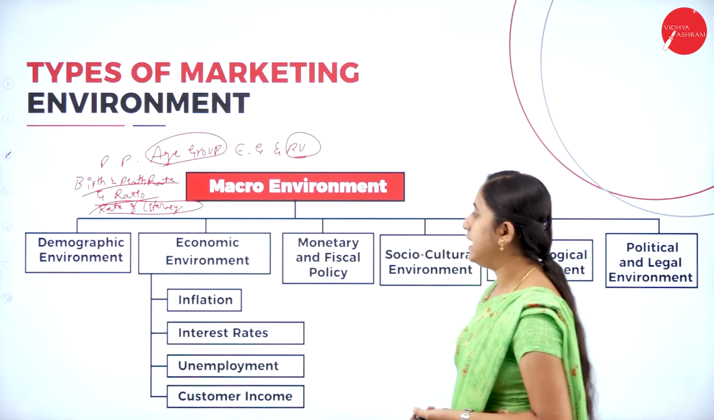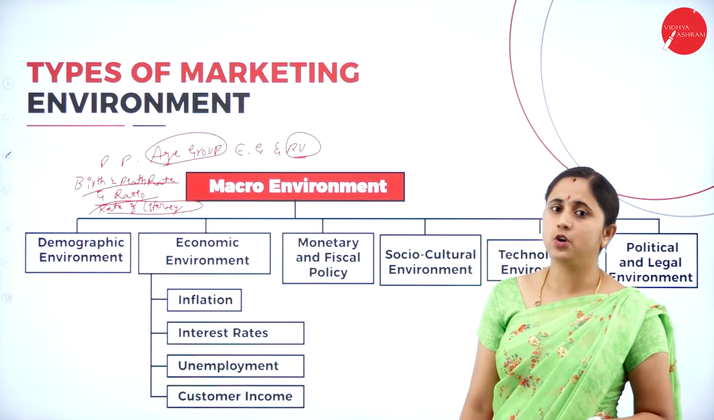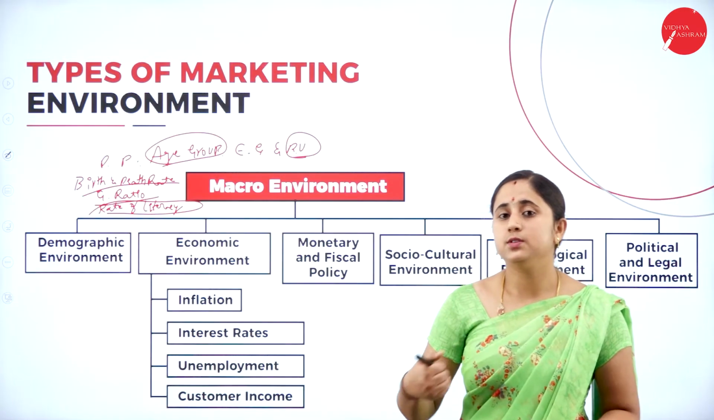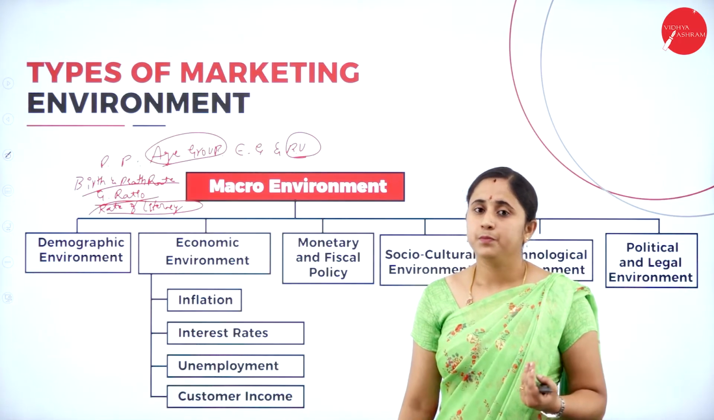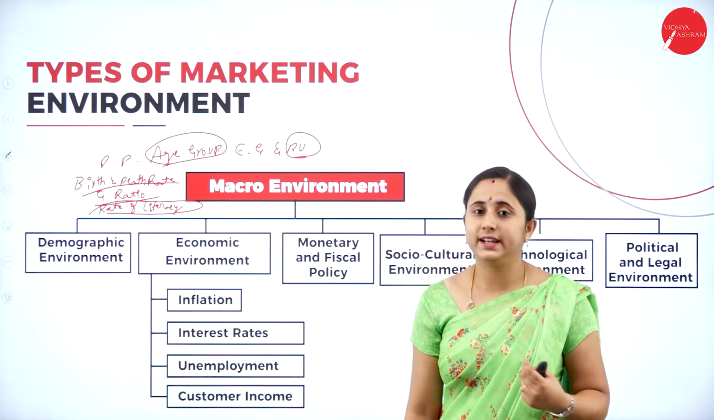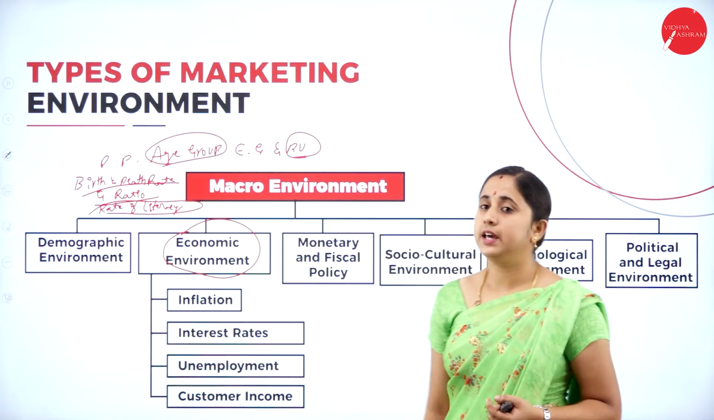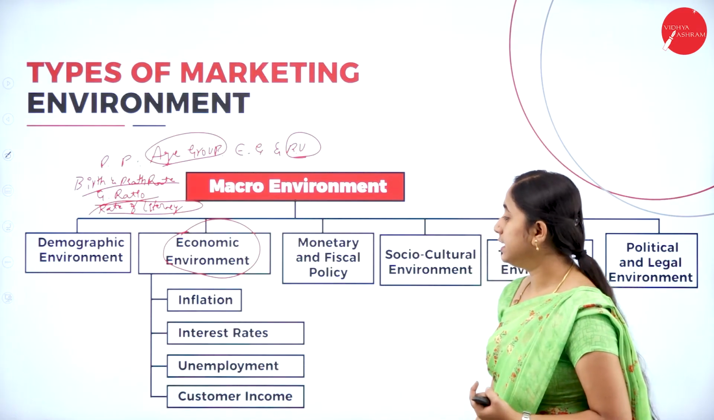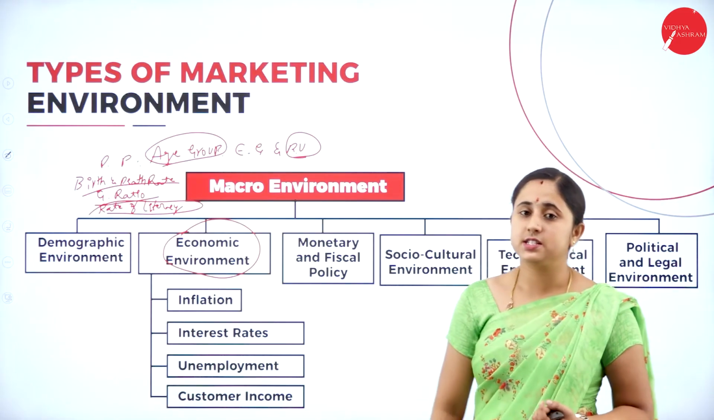Next, economic environment. Under economic environment, the manufacturer concentrates on the consumer who can purchase, the person who has purchasing power. So the purchasing power as well as the consumer income. Here the consumer income, purchasing power and willingness to purchase are the main factors under economic environment. It is further classified into inflation, interest rate, unemployment and customer income.